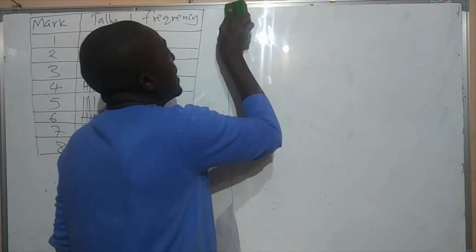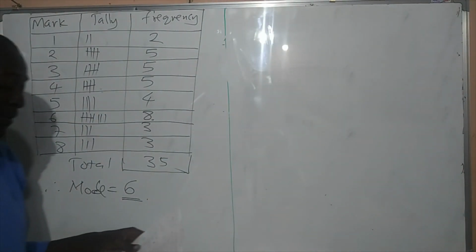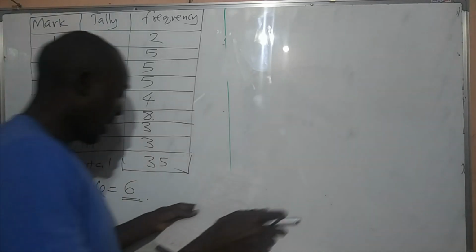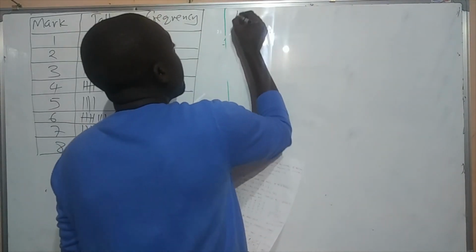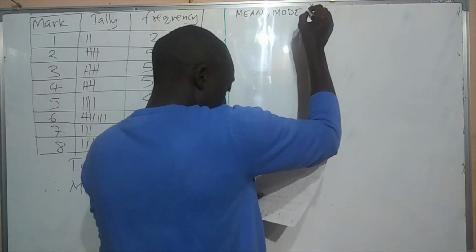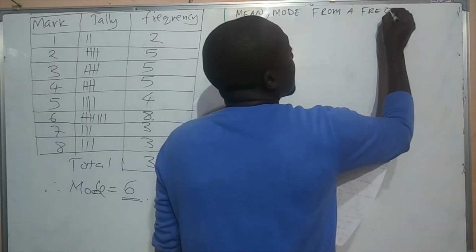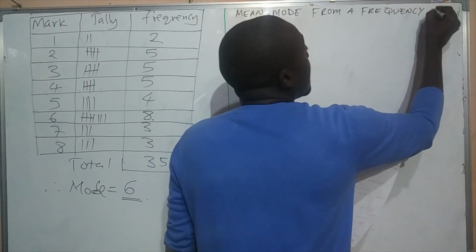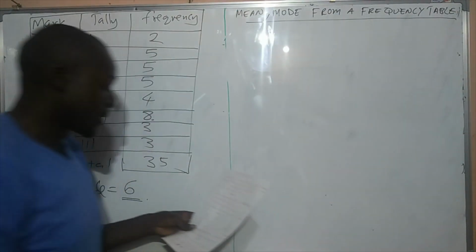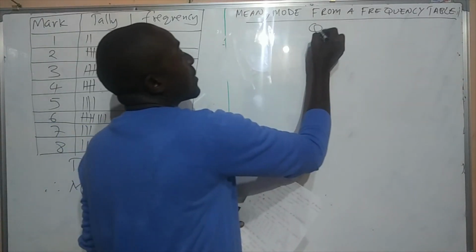Okay, so the next one here, we are dealing with frequency tables now. So we are looking at the mean and the mode from a frequency table. How do we find the mean and the mode from a frequency table? Let's look at some questions here.